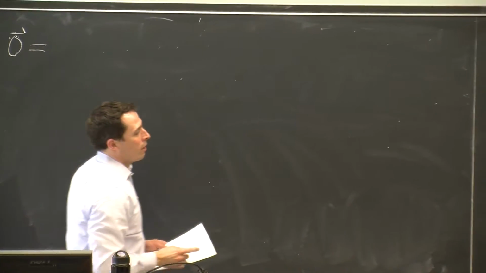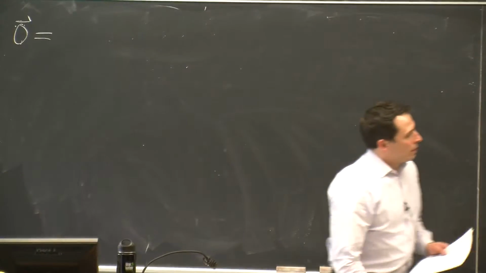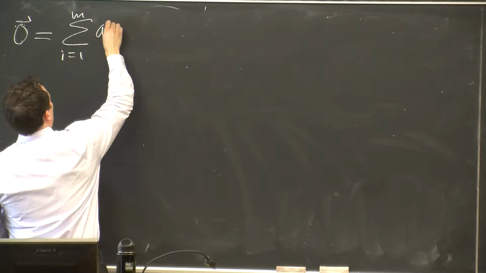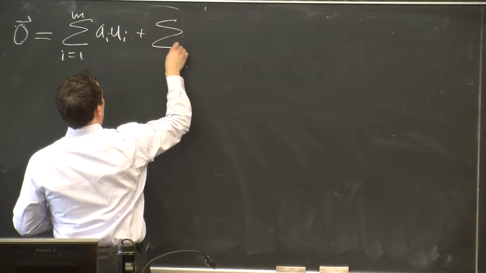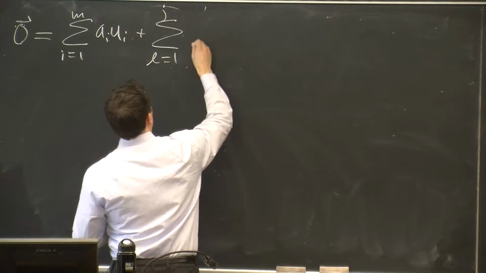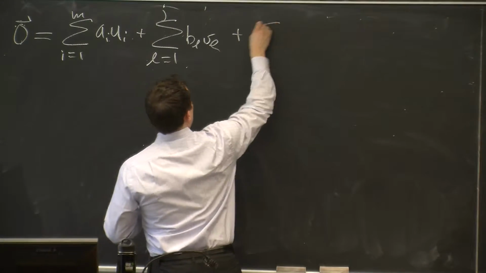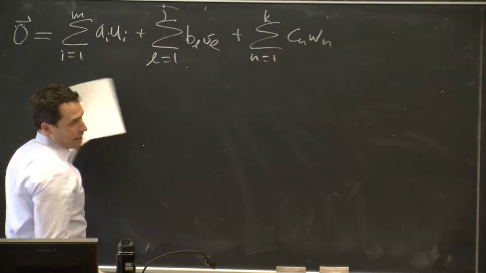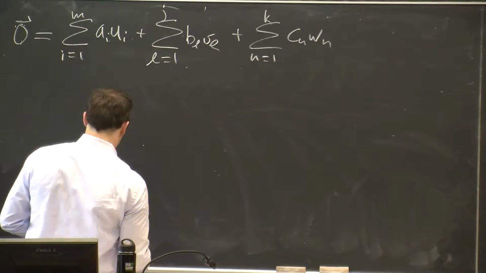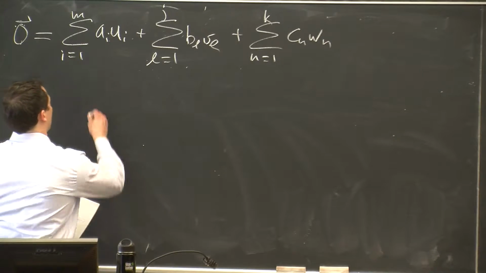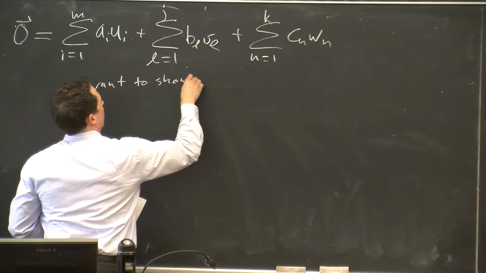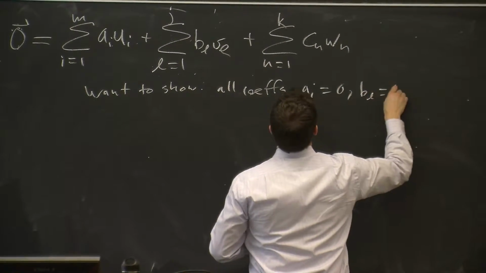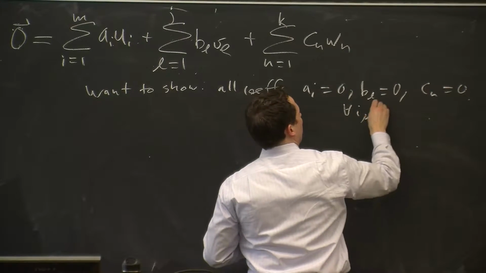So let's write an arbitrary linear combination of the vectors u, v, and w equal to 0. So that would be the sum from i equals 1 up to m, ai ui, so coefficients ai, plus the sum from, say, l equals 1 up to j, bl vl, plus the sum from n equals 1 up to k, cn wn. So that's an arbitrary linear combination of the vectors in our spanning list that we'd like to show as a basis. And our task is to show that all the coefficients are 0: ai equals 0, bl equals 0, cn equals 0 for all i, l, and n.